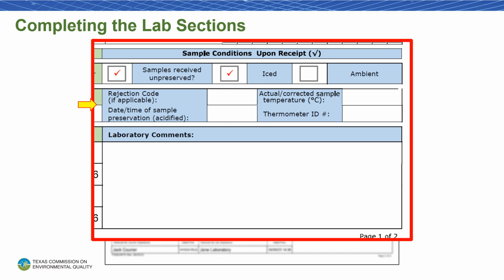Additionally, if the lab performs sample preservation, write the date and time that preservation was completed. After that, write the actual and corrected sample temperatures and the ID number of the thermometer used to measure the sample temperature. Please remember that the time needs to be recorded using the 24-hour format. Finally, fill in any additional comments you may have in the laboratory comments box.